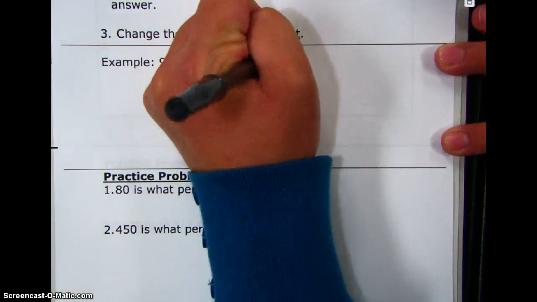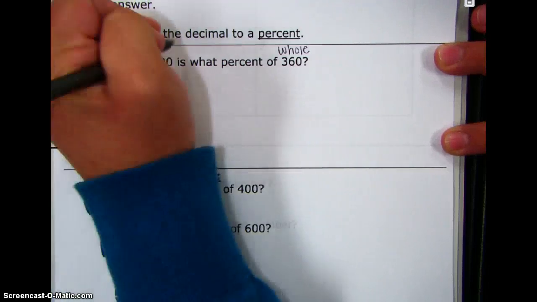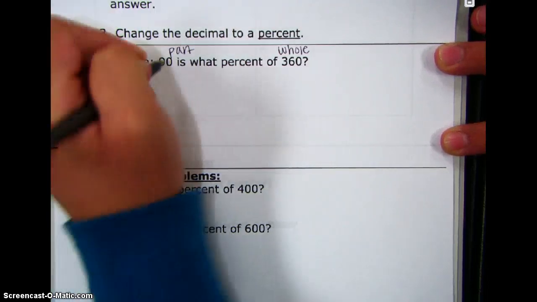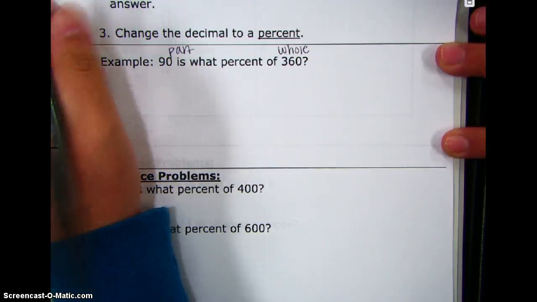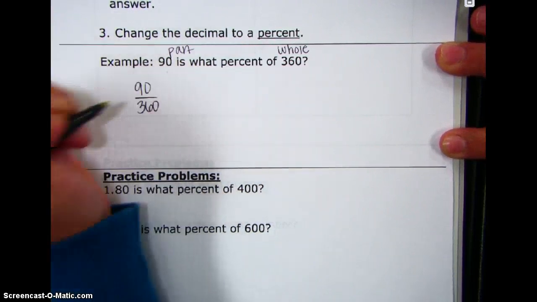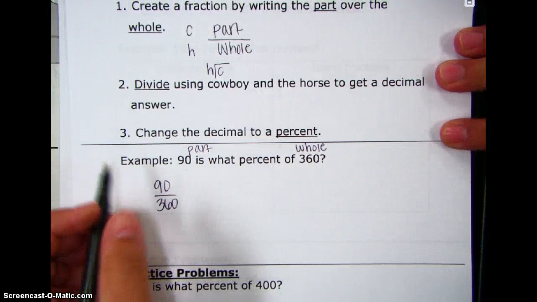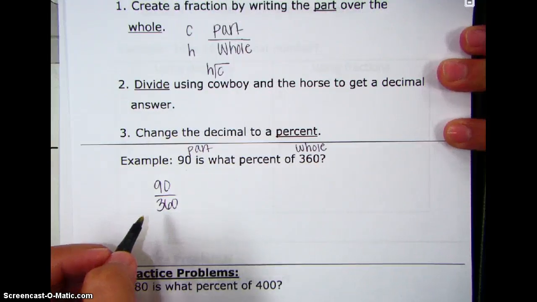Well, this sounds like my whole, the total amount in the problem, and 90 is a part. 90 is only part of that whole 360. So I'm going to write 90 over 360, my part over my whole. Okay, and then I want to go ahead and divide using Cowboy and the horse.